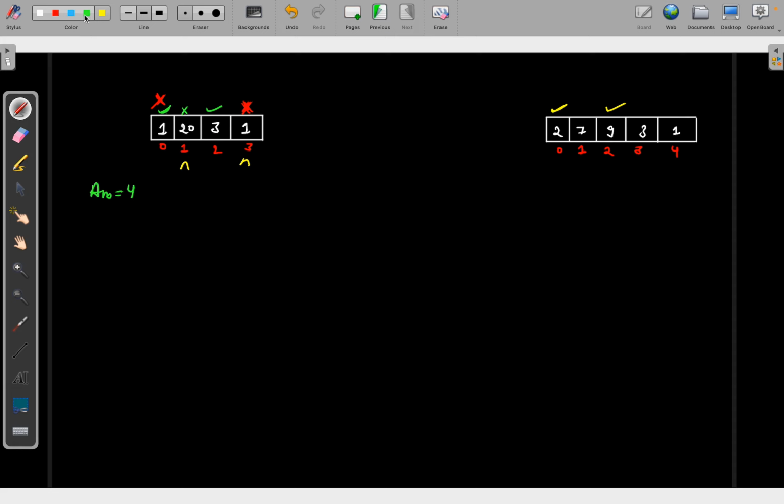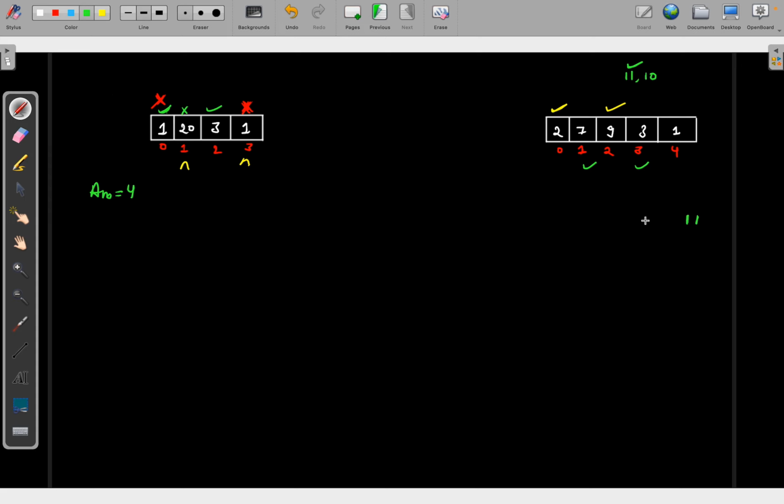Now here the maximum money, if you are taking the second way, you will take 7 and 3, that you will get 10. Which is maximum, 11 or 10? So 11 is maximum, so the answer will be 11 here.